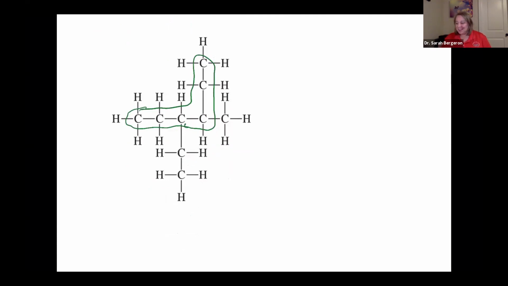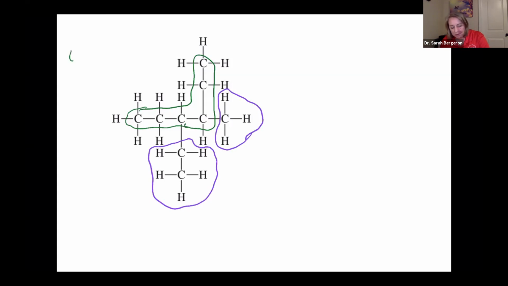Now I want to identify my longest chain. I said 6. If you have 6, we want to make sure that we're numbering our parent chain so that we have our substituents on the lowest numbers possible. So let's find my substituents. Coming off of this carbon, I have a methyl group. Coming off of this one, this is 2 carbons, so it's no longer methyl, it's ethyl. Oh, I didn't name my parent. Let me go back and name my parent.